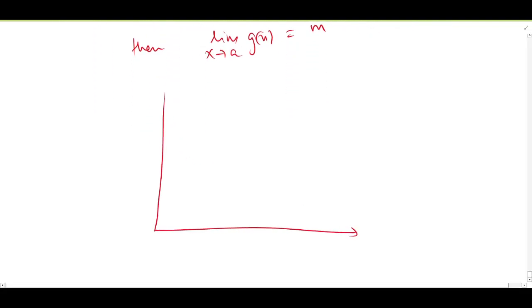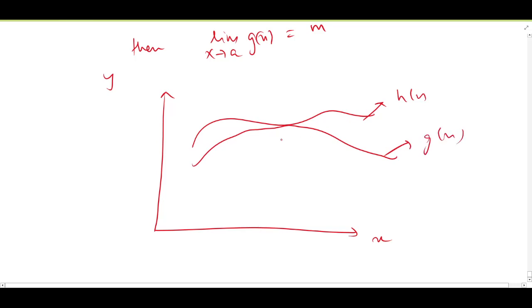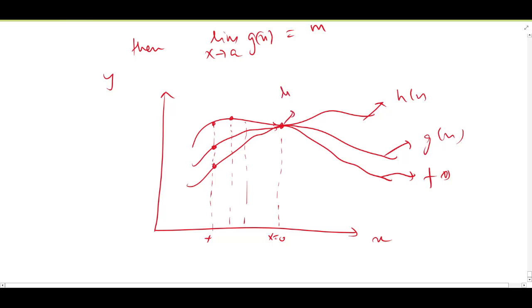That is, if we see on a graph of function, this is h of x, this is g of x and this is f of x. So at every point of x, we have f of x less than g of x less than h of x. But when x tends to a, the limits are equal. Similarly, when x is away from a, we have the same ordering, that is f of x is less than g of x is less than h of x.